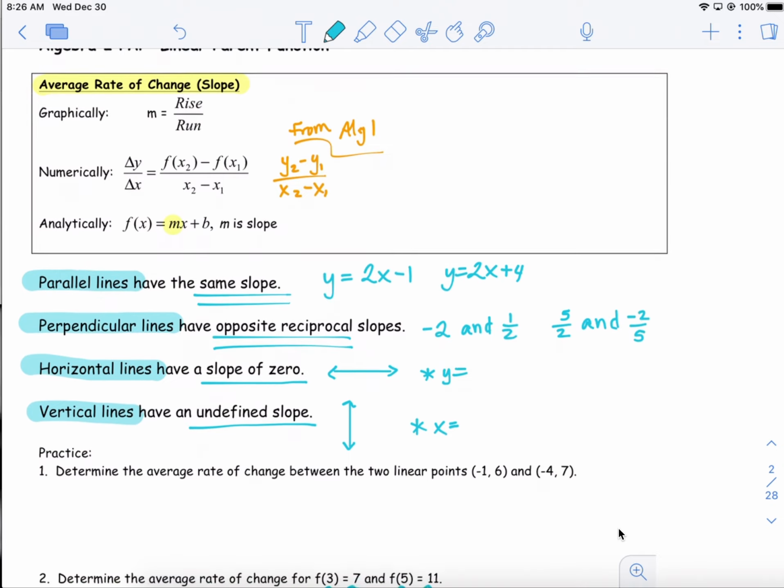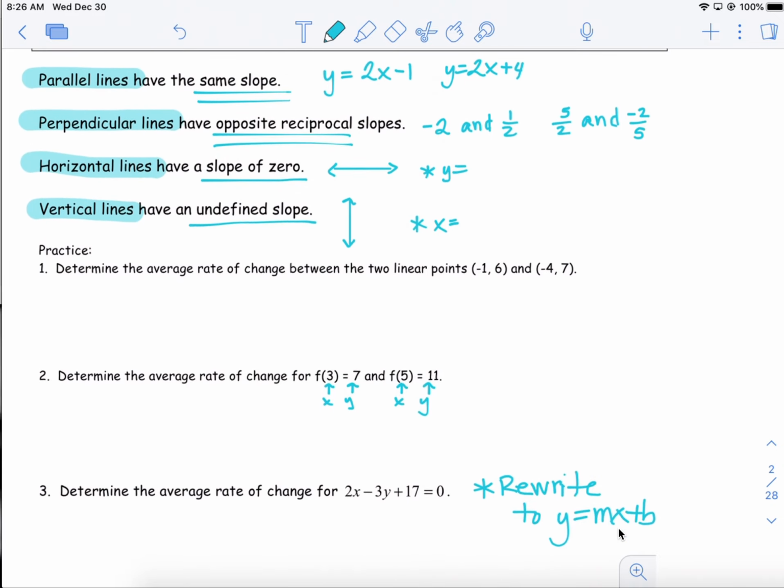All right, next thing we want to talk about is our parallel lines have the same slope. Perpendicular lines have opposite reciprocal. Remember, opposite reciprocal means that they are flipped and they are also different signs. So a -2 is like saying a -2 over 1 and a positive 1/2. Those are flipped and they're also different signs. 5 over 2 and -2 over 5. They are flipped fractions. That's the reciprocal. And opposite means different signs.